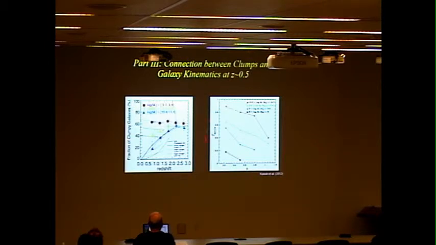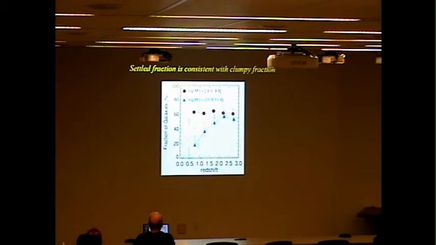So how about if we compare the settled fraction with our clumpy fraction? Do they match? If they match, they will tell us that most clumps are found in actually settled galaxies. So here is the result. I don't know if you can see the open symbols here. Those are the settled fraction from Susan's data, and you can see for massive galaxies, the match is quite good, and also for intermediate galaxies, it's still okay. But for low mass galaxies, the settled fraction is significantly below the clumpy fraction.